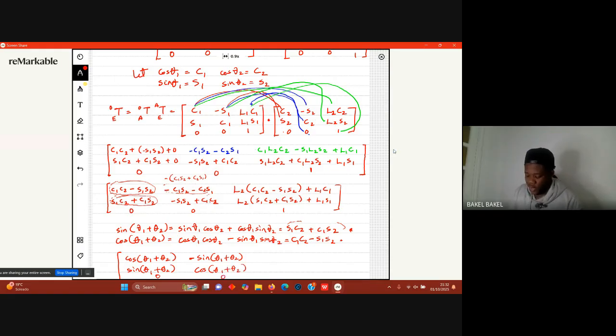And then this is where we have actually the main thing. Because S1 S2, S1 S2, this becomes L2 cos theta 1 plus theta 2 plus L1 cos theta 1. And this bottom part here becomes L2 sine theta 1 plus theta 2 plus L1 sine theta 1.